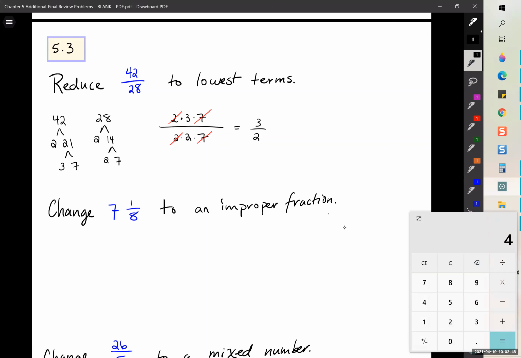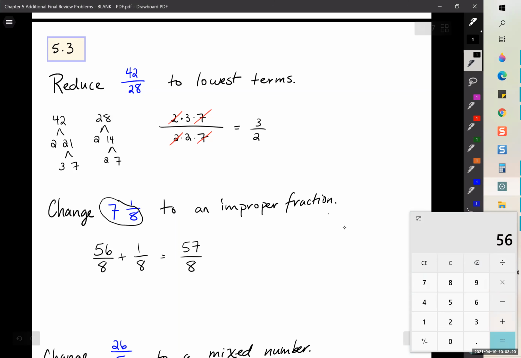Next up, we're changing mixed numbers to improper fractions. Now the procedure for mixed numbers to improper fractions: remember, you always multiply the whole number by the bottom of the fraction because we have 7 of these 8s. Now how many would that be? 7 times 8 is 56, so we have 56 over 8 is what it's pretty much saying, plus 1 over 8, and we get 57 over 8.